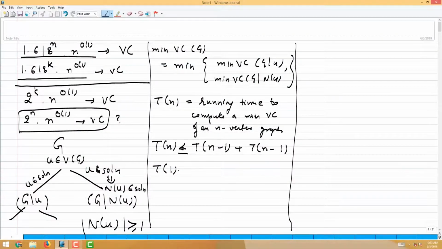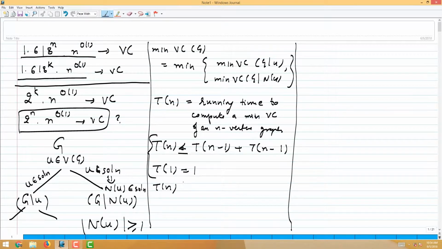Suppose in the base case, you have a graph on one vertex. What should be the running time to compute a vertex cover on a graph on one vertex? Yeah, so you can actually delete it. So it just takes some constant time, right? So I'm just writing T(1). And now you have to solve this recurrence. What does T(n) solve to? Anyone? This is simple. I was told that you all knew how to solve the 1.618 power n recurrence that you just saw. So this is much simpler.